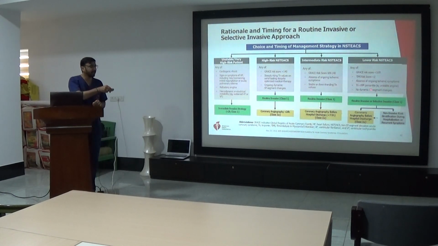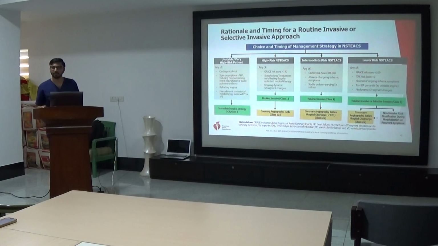This group of patients has no symptoms, no ECG dynamic changes, no troponin elevation, everything is within the low risk category. So first we can do some non-invasive test and then we decide.